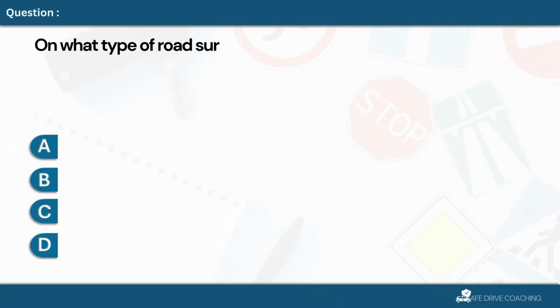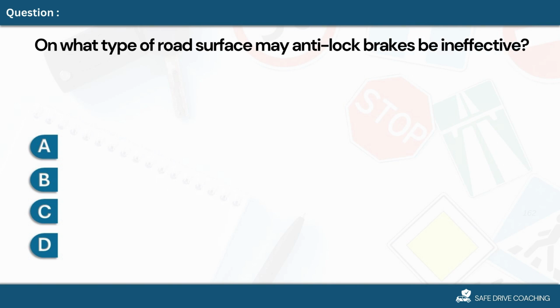On what type of road surface may anti-lock brakes be ineffective? A. Dry. B. Loose. C. Firm. D. Smooth. The correct answer is B. Loose.